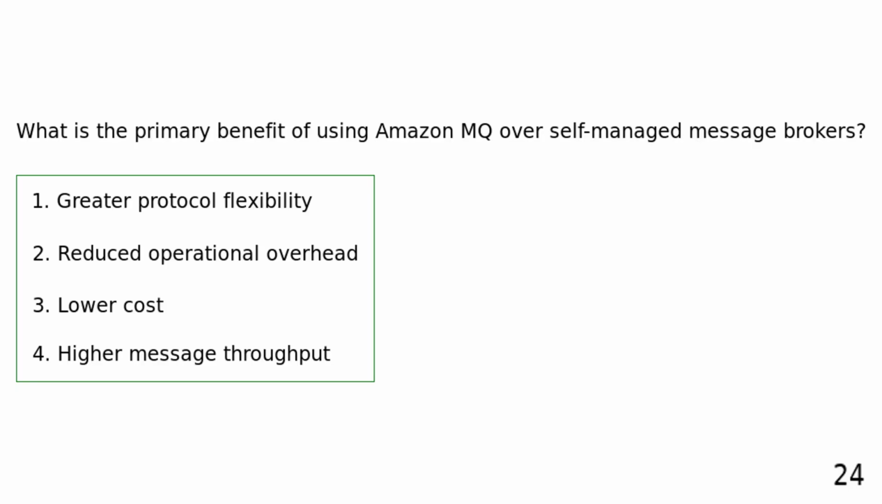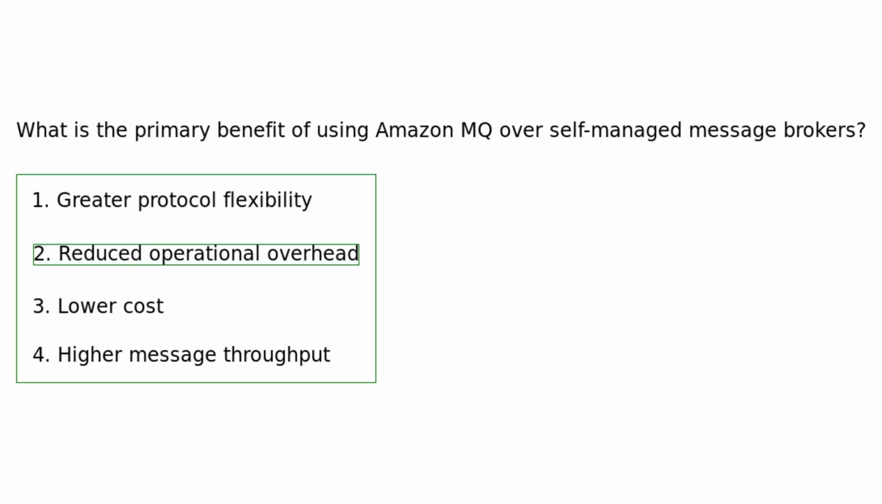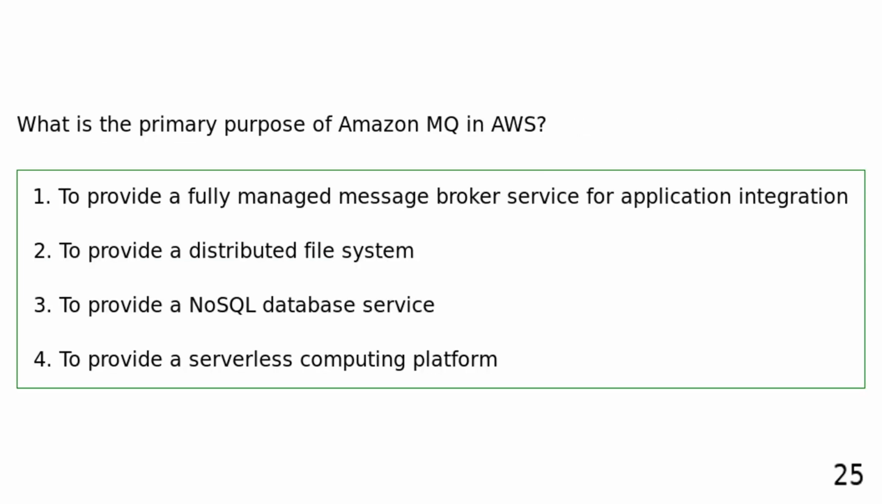What is the primary benefit of using Amazon MQ over self-managed message brokers? Greater protocol flexibility. Reduced operational overhead. Lower cost. Higher message throughput. By using Amazon MQ, you can significantly reduce operational overhead as AWS manages the setup, patching, and maintenance of the message brokers.